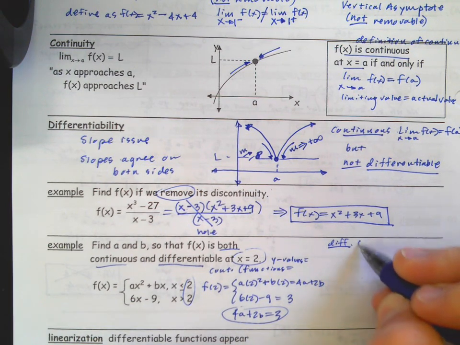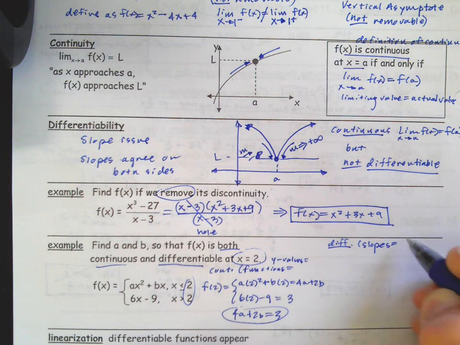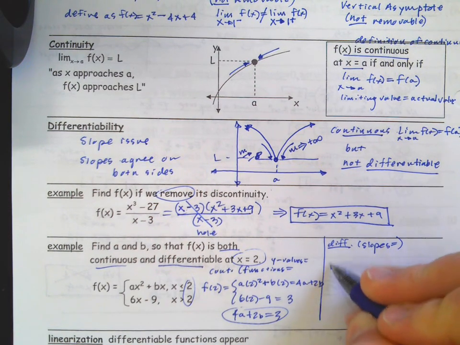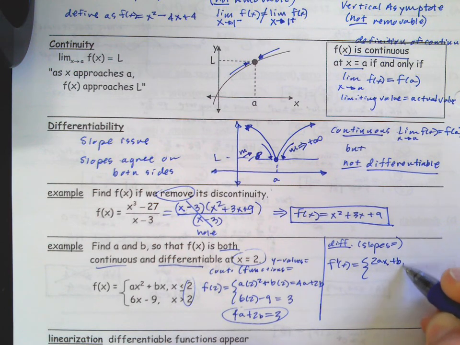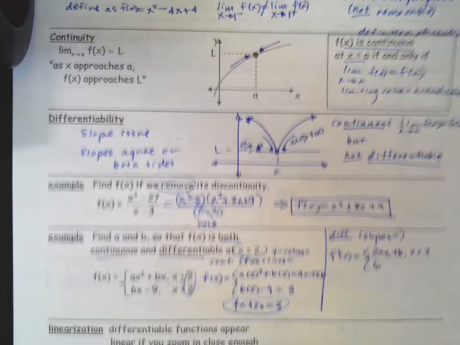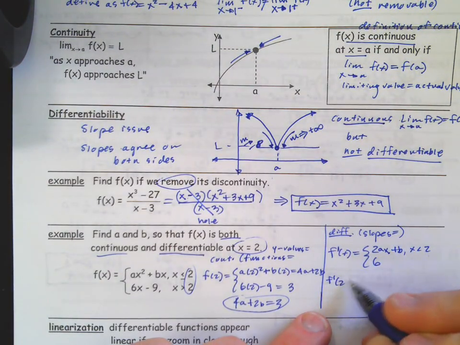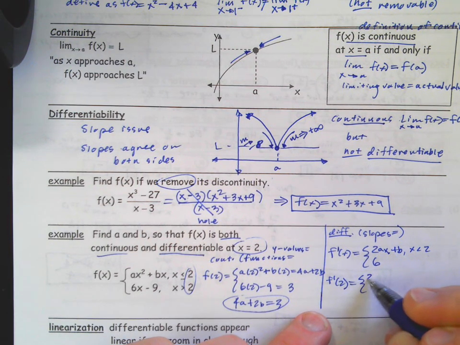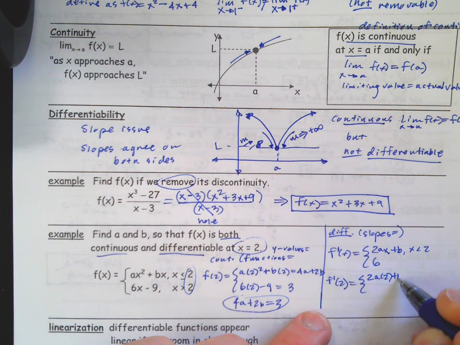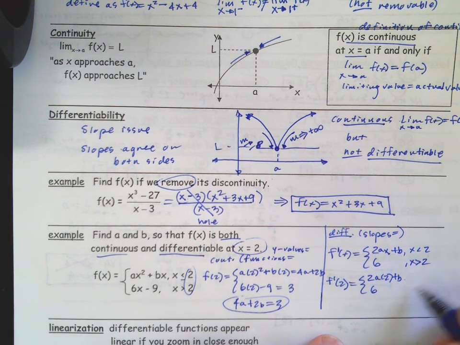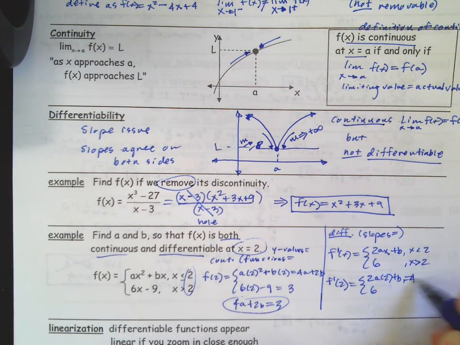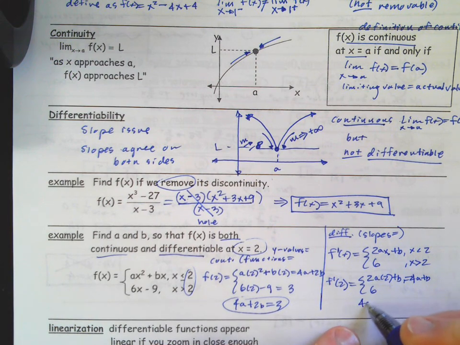Differentiability is when the slopes are equal, the derivatives are equal. So what I usually do is I take a piecewise derivative. Okay, well, 2ax plus b for x less than 2, remembering that a and b are just numbers. And this one's going to be 6. So I write a piecewise derivative, and then I plug 2 into it to see what the slopes are going to be on either side. Now, we're not trying to see if it's differentiable. We're trying to force it to be differentiable. So that's going to be 4a plus b equals 6.